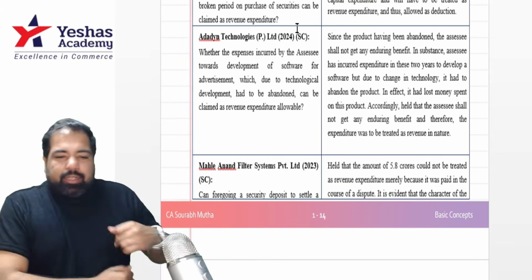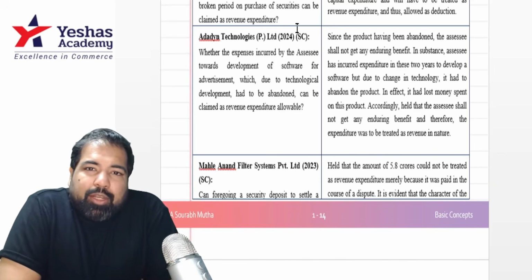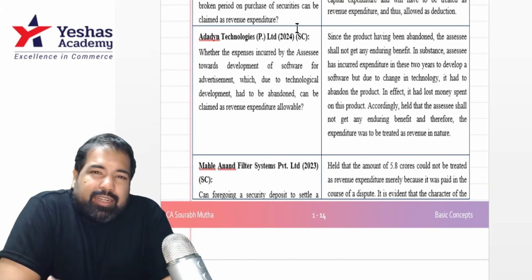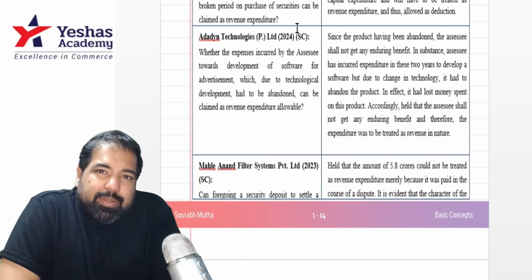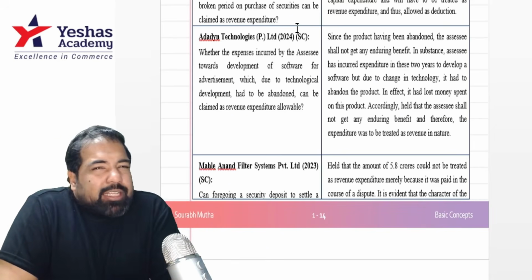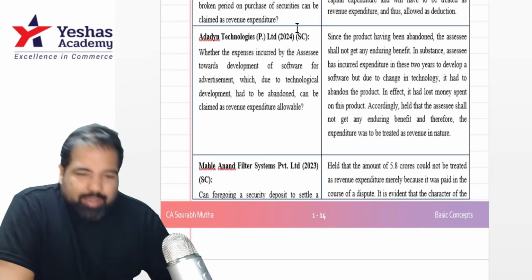Next, Diversion Technologies Private Limited, guys, a tech company. They spent some money on developing a new app, new development, new software, etc. But unfortunately, it did not succeed. Now, is that a revenue expense or a capital expense? Guys, capital expense is something that gives you long-term benefit, right? This will not give you any benefit, so it's a revenue expense.